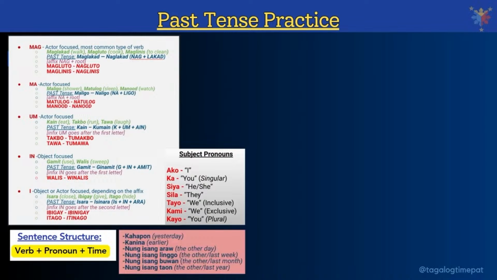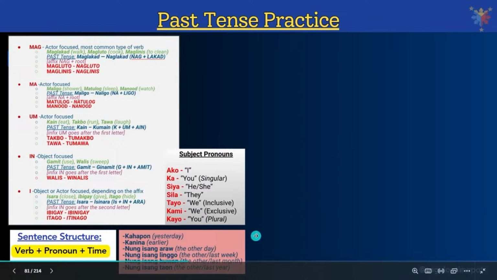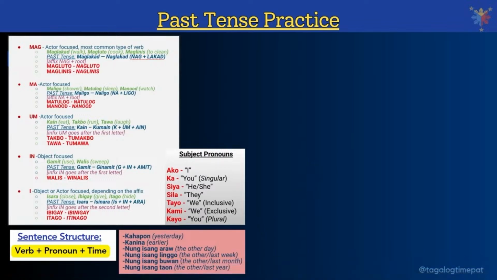And then here are some vocabulary terms to indicate past tense. So kahapon is yesterday. Kanina is earlier. Nung isang araw means the other day. Nung isang linggo is the other week or last week. Nung isang buwan means the other month or last month. Nung isang taon means the other year or last year.